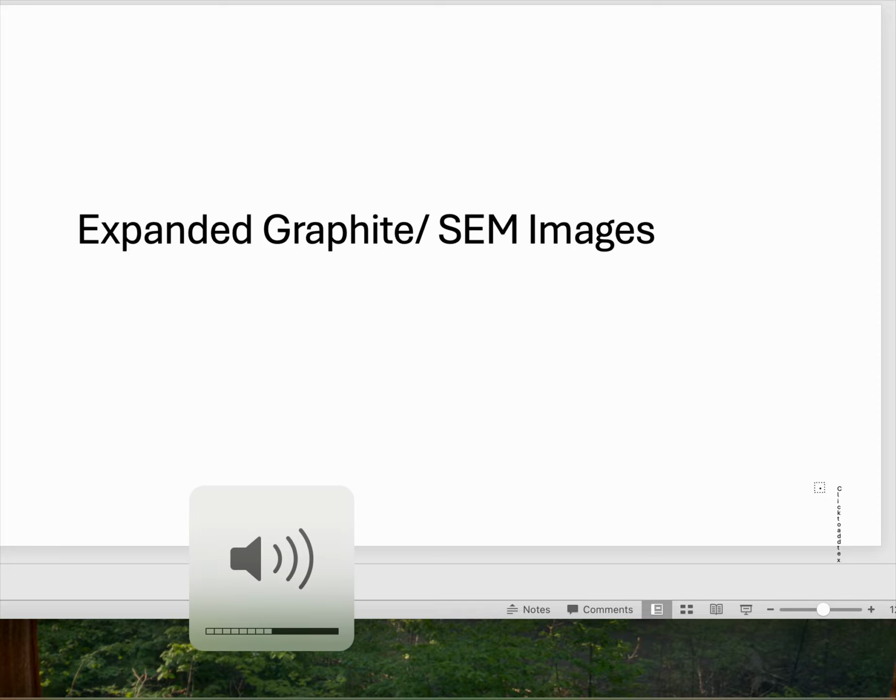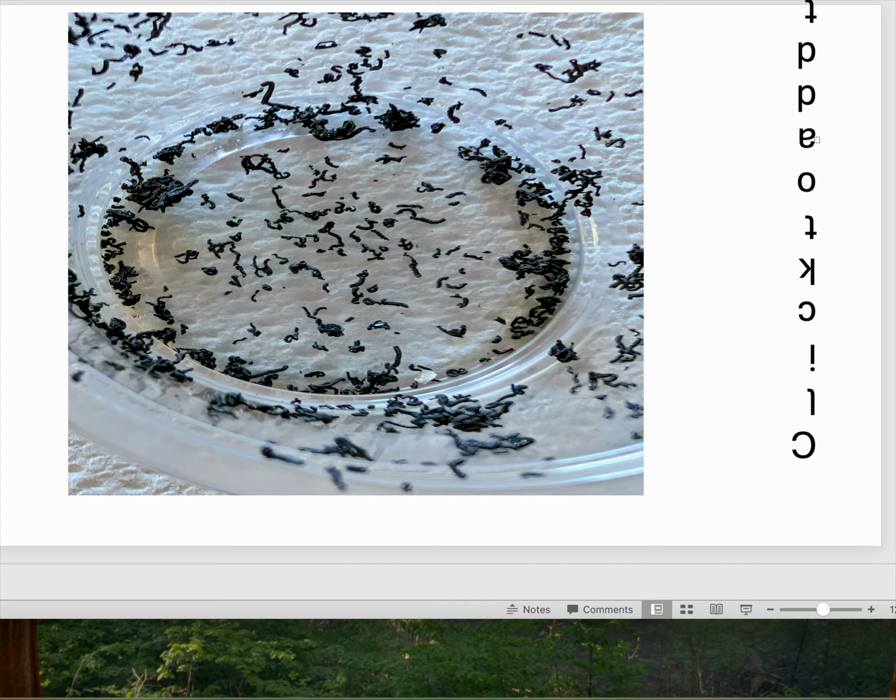Expanded graphite, scanning electron microscopic images. Here's a typical expanded graphite. Well, how is it prepared?